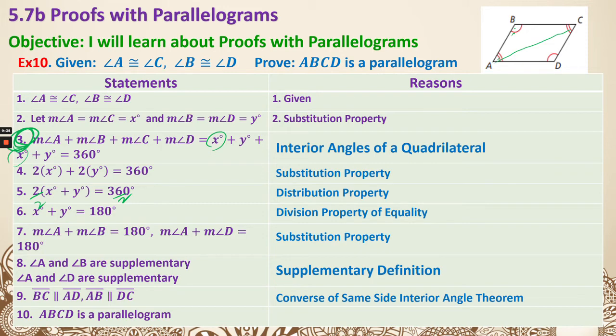After we show that, we know they're parallel, all parallel. So that is going to be converse of the opposite sides are congruent. That's how we can prove it is a parallelogram. That's example 10.